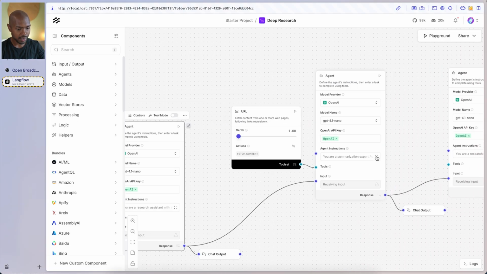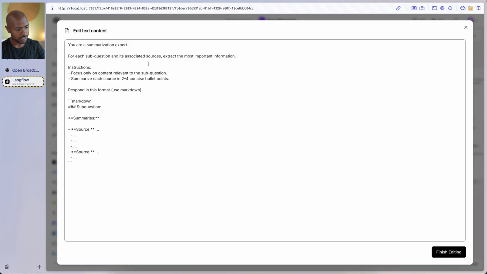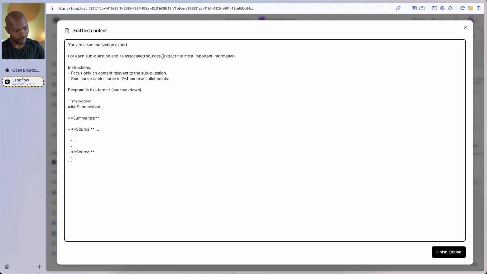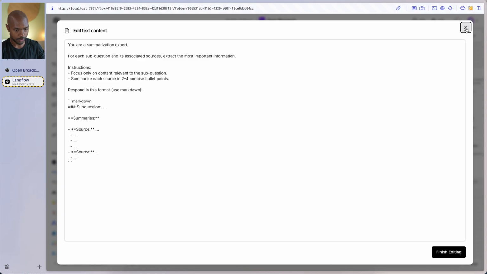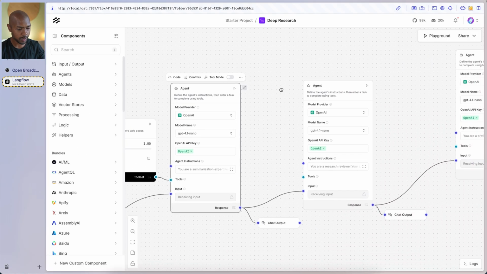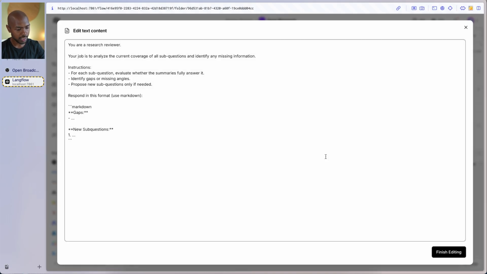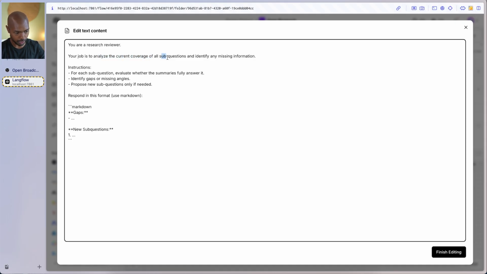Then we have a summarization expert. For each sub-question and its sources, go extract data from those sources. Focus only on content relevant to the sub-question. Summarize each source in 2 to 4 bullet points. Respond in this format. So we now summarize those links we visit. Finally, we review the research. So we have another agent to analyze the current coverage of all the sub-questions and identify any missing information. For any missing information, identify gaps and propose new questions.